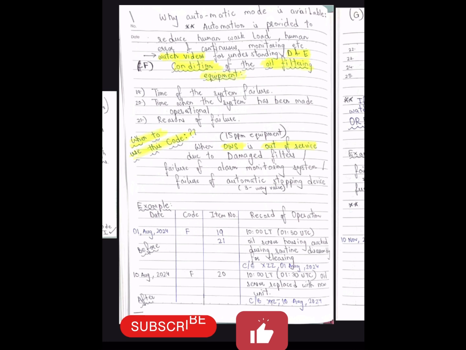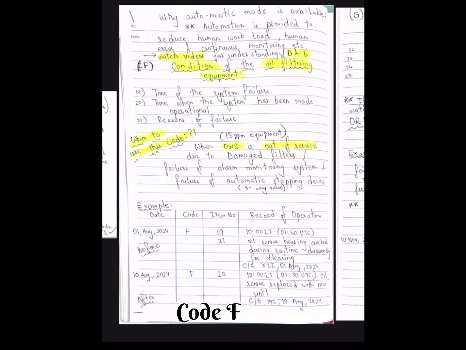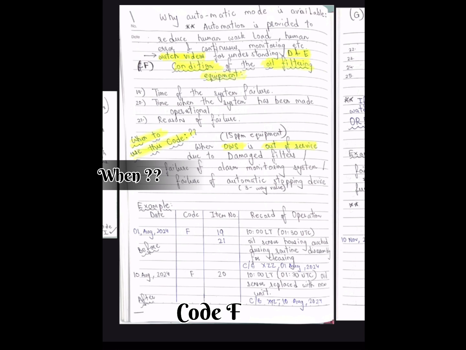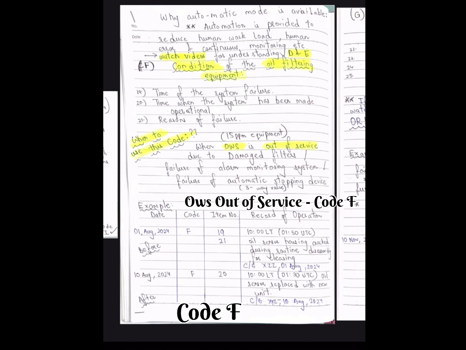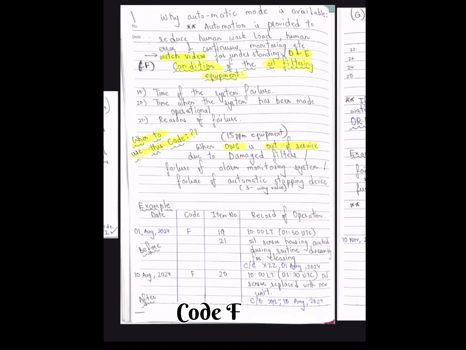Let's continue with code F, that is the condition of the oil filtering equipment. So when to use this code: whenever the 15 ppm equipment, the OWS, is out of service, which may be due to damaged filters, failure of the alarm monitoring system, or failure of the automatic stopping device. Sometimes the surveyor asks a question: your ship is going to US or Europe ports and your OWS is out of service, so how will you report? So you have to tell him that you will report under code F, and the spare parts need to be ordered as soon as possible in the next port.